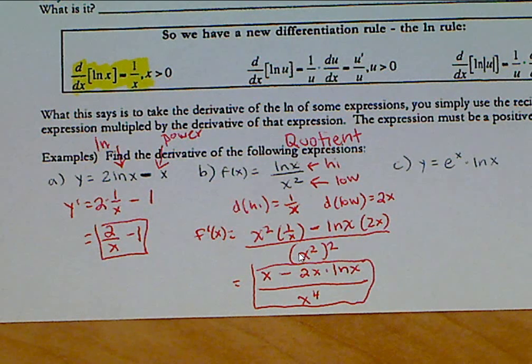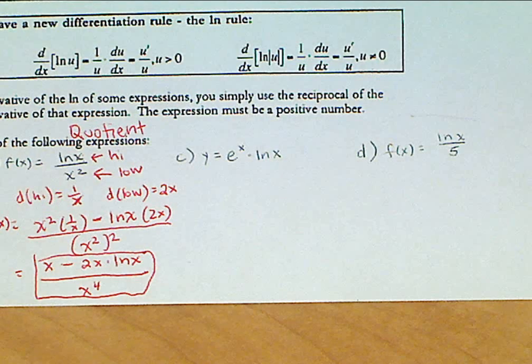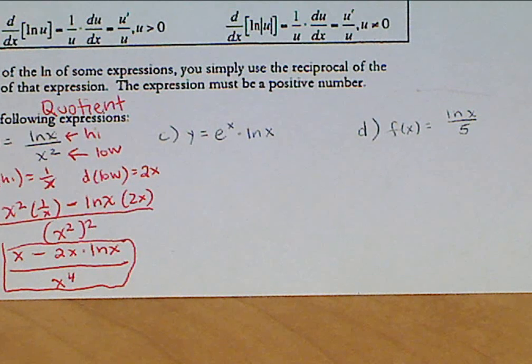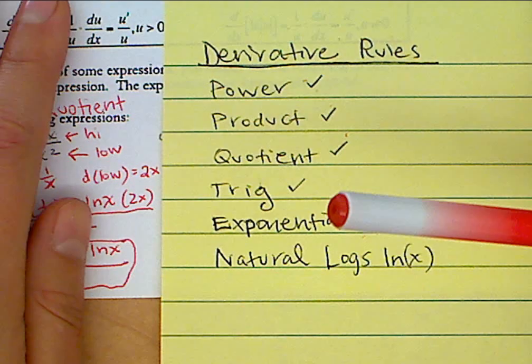There it is. So I do want you to try example C and D on your own. First, let's label them though. So go ahead and write down what you would label these as, and I will do the same. How would you label those? Which derivative rule?